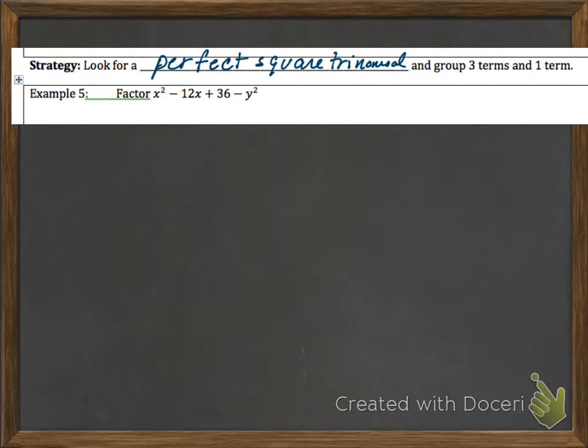And group 3 terms and 1 term. And so we can see that in example 5, we have these first 3 terms as a perfect square trinomial. So if we group that, we can factor the perfect square trinomial.